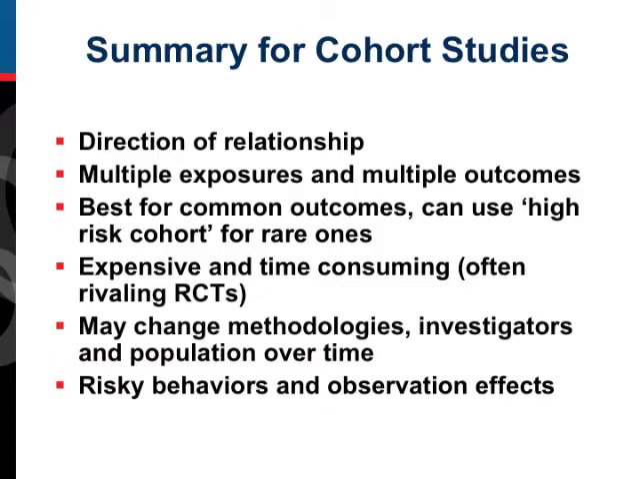So, the summary for cohorts: it gives you direction of relationships. You can look at multiple exposures and multiple outcomes. George talked about stroke and cognitive decline in regards. It's best for common outcomes, and you can use it for a high-risk cohort for rare ones, but that takes a special type of study. It's expensive and time-consuming, often rivaling randomized controlled trials. It may change methodologies, investigators, and populations over time.